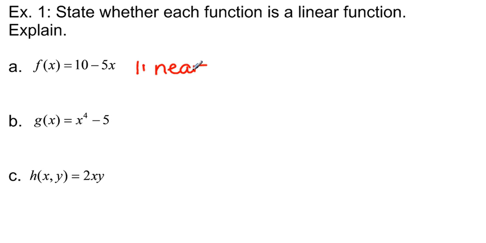In letter B, we've got g of x equals x to the 4th minus 5. That power of 4 there tells me that the graph of this function is nonlinear. And in letter C, we've got a function in 2 variables, x and y, so h of x, y equals 2xy. X and y are being multiplied together, and you can't have that in a linear function. So this one is also nonlinear because of the variables being multiplied together.